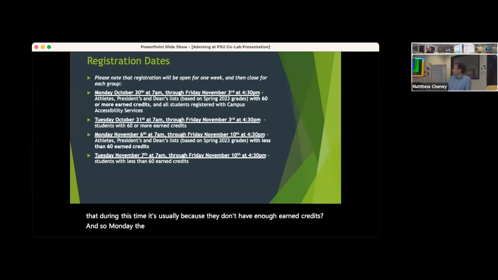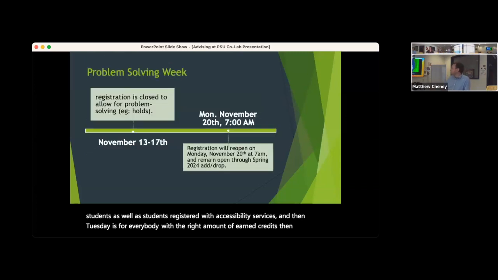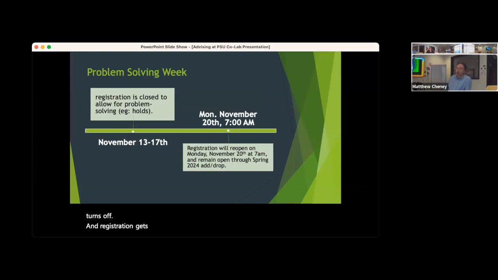The Mondays are really for athletes, President's and Dean's list students, as well as students registered with accessibility services. And then Tuesday is for everybody with the right amount of earned credits. Then it all turns off, and registration gets closed for Problem Solving Week. We love Problem Solving Week because we love solving problems.